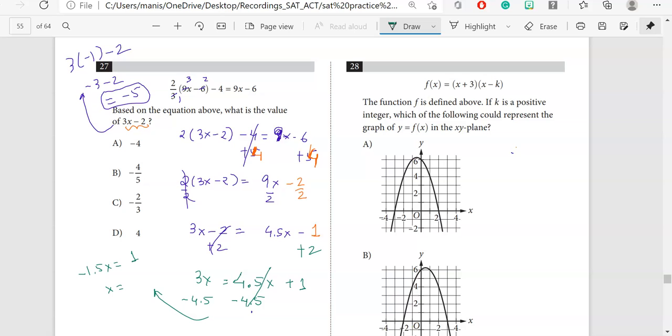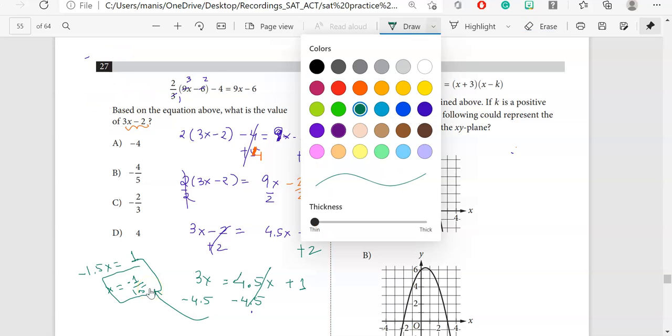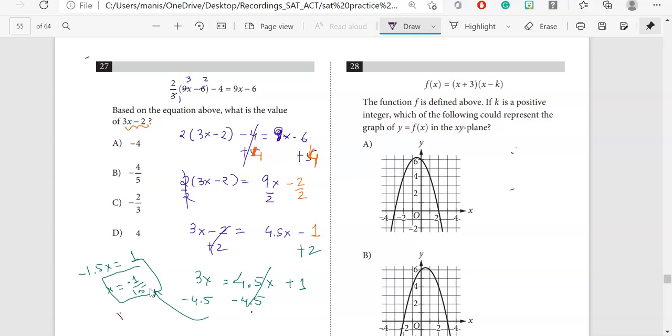So x is equal to what? X is equal to 1 over negative 1.5. So my value of x will be what? X is equal to negative 1 over 1.5, it should be. So what happens over here is this will give us what? X is equal to negative 2 over 3.